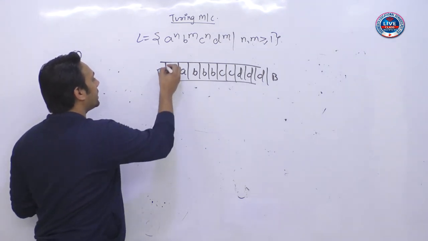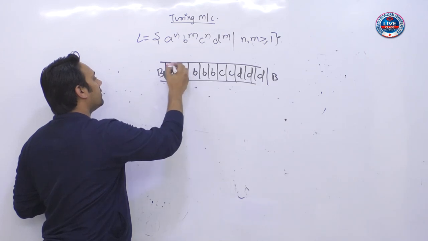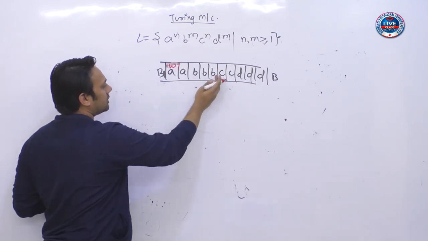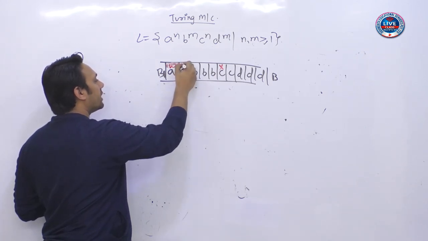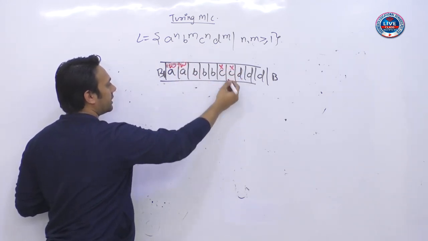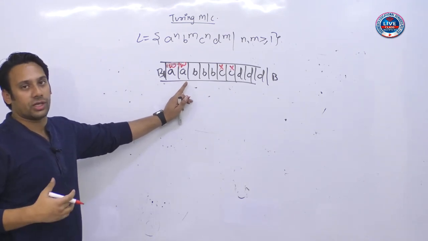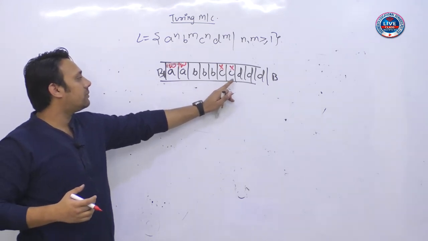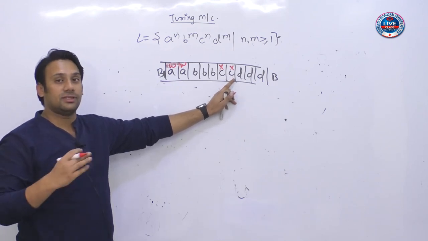I will go to A, mark it as X or mark it as W, any symbol you like. Let us say I mark it as W. I will go to C, mark it as X. Again come to A, mark it as W, go to C, mark it as X. Again come to A. Now you can see no A are left. So if there's no A, I'm going to check if there's any C left. There's no C left. That means A and C are equal.